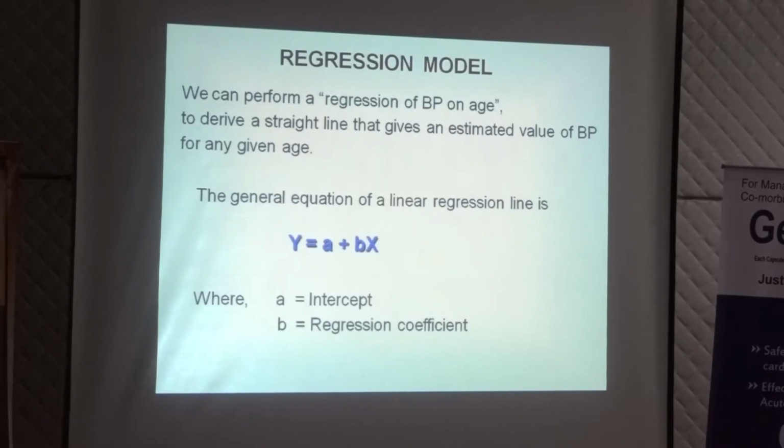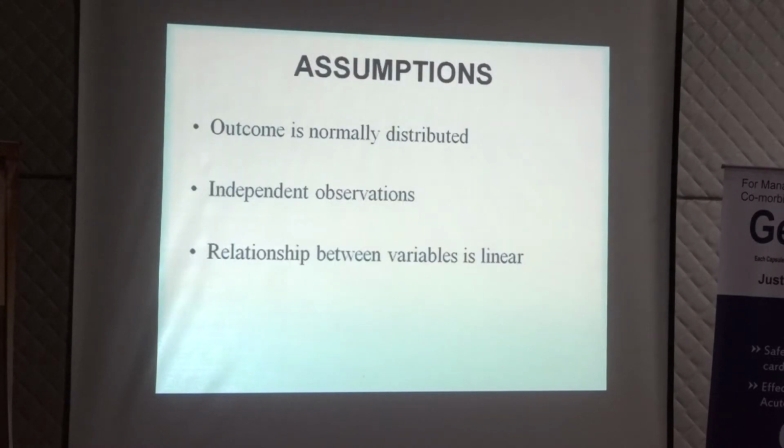So we can perform a regression of BP on age to deliver a straight line that gives an estimated value of BP for any given age. So the general equation for a linear regression line is y equals to a plus bx. A is an intercept, B is regression coefficient. Clear? Assumption: outcome is normally distributed, independent observations, relationship between variables is linear. It must be linear.